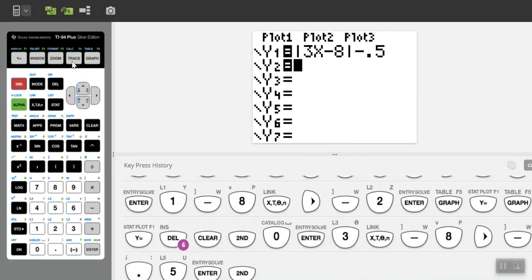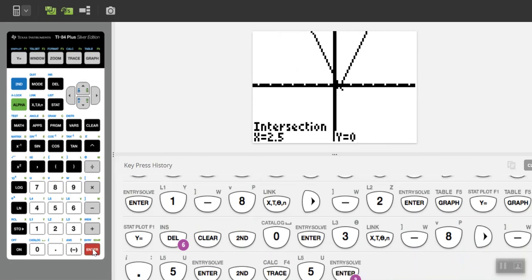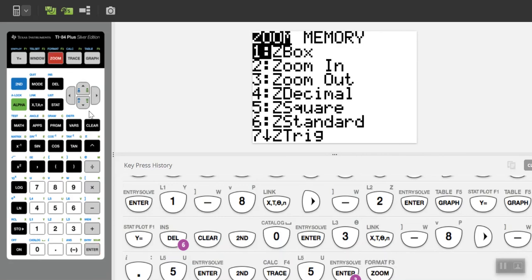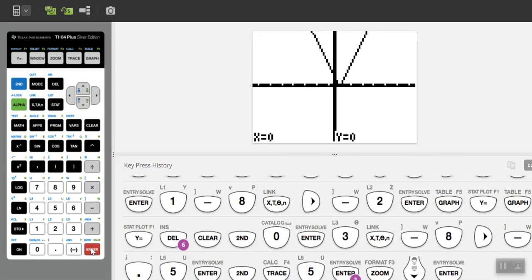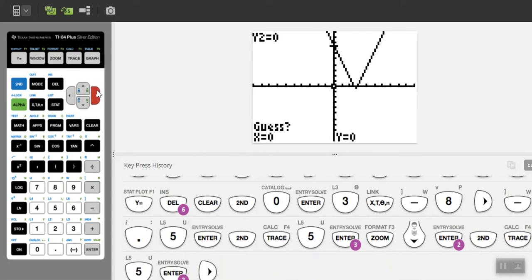Okay, and I want to do second trace or calc number 5. And remember, I want to find where it intersects. First curve, second curve, guess 2.5. Remember, 2.5 is 5 halves, same thing as 2.5. If you want to zoom in, okay, there's your 2.5, and then we want this one right here. So second calc, number 5 again, first curve, second curve, and then guess, move it over to the second answer over here. And notice that's 2.83 repeating bar.